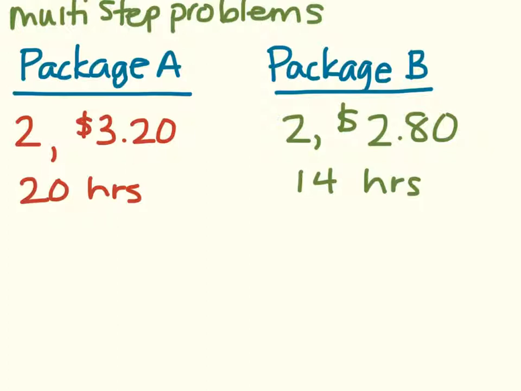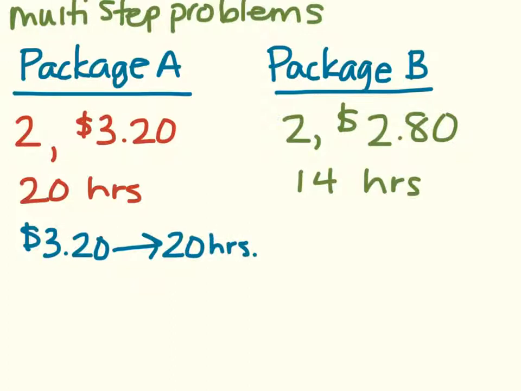So first we're going to find the number of hours of battery time Andy would get per dollar. So for package A, we're going to spend $3.20 for 20 hours of battery life. That would give us, for $1, 6.25 hours of use.